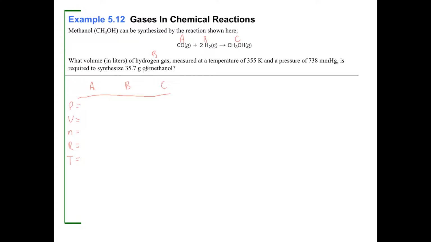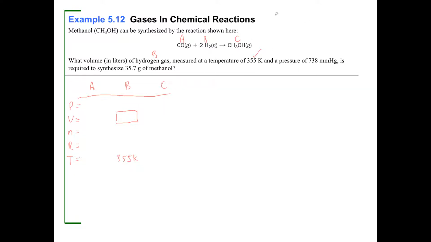All right, I'm given this many grams of methanol. So I'll eventually, well, let's go ahead and fill this in. We'll pretend like we don't see ahead, okay? 355 Kelvin, that's going to be right here. 355 Kelvin, right? Because what volume in liters of hydrogen gas? Oh, that's the question right here. Once I fill in the box, I'm done, right? What volume of hydrogen gas is right there? Measured at a temperature of 55 is here, and a pressure of 738.